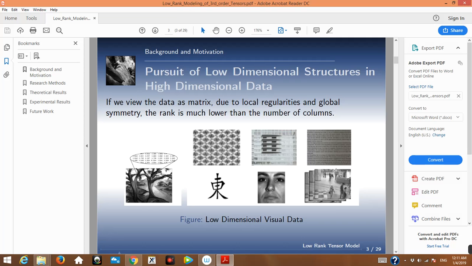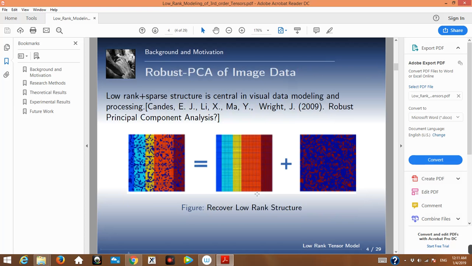The main purpose of our research is to pursue the low-rank structure in high-dimensional datasets. For example, this is a corrupted image. You can see there are lots of spots here. And if we can get rid of those spots, the background is a low-rank matrix.